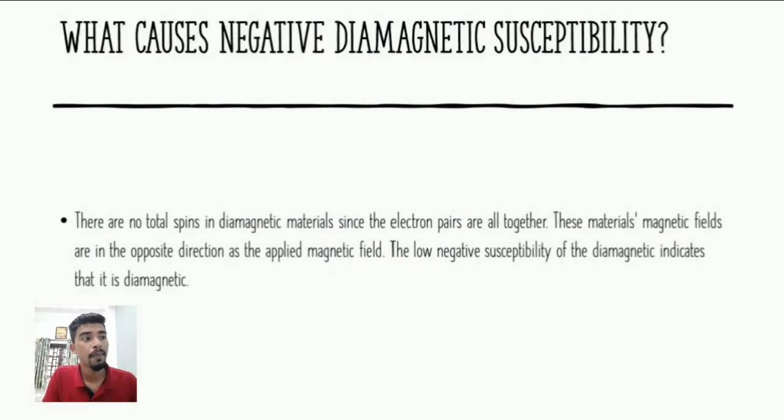Another question that comes to our mind is what causes negative diamagnetic susceptibility? The answer is that there are no net spins in a diamagnetic material since the electrons are closely paired. These materials produce a magnetic field in opposition to the direction of the applied magnetic field. Therefore, the more negative the susceptibility of a diamagnet, the more diamagnetic the substance or material is.